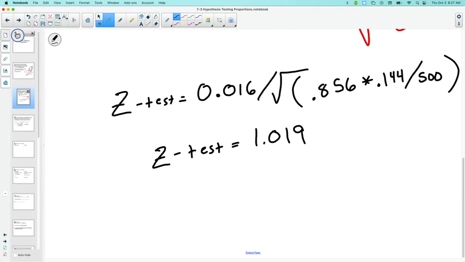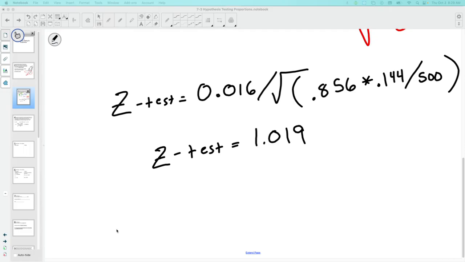Everybody able to get that one or work out okay? Kara still has some. Alright. Got the right idea there. So we got 1.019. That's our test z-score from our sample. That's what we have. And so now what we need to do is interpret that.